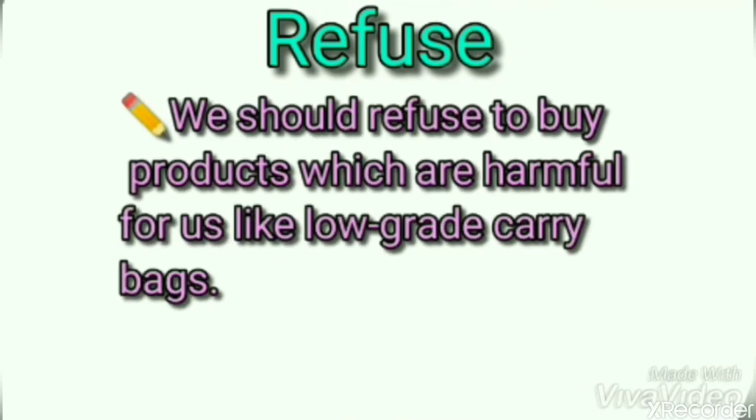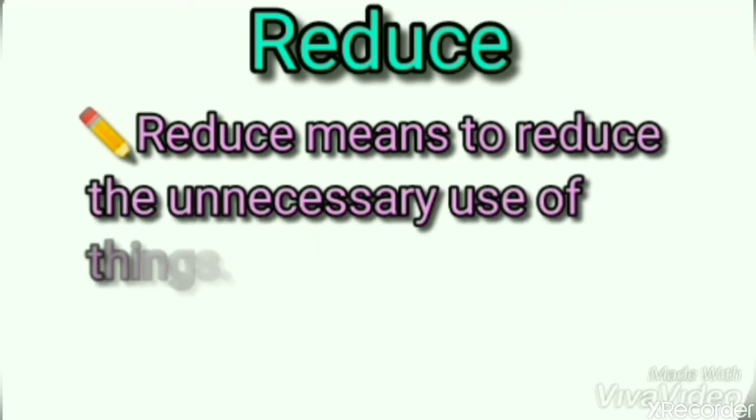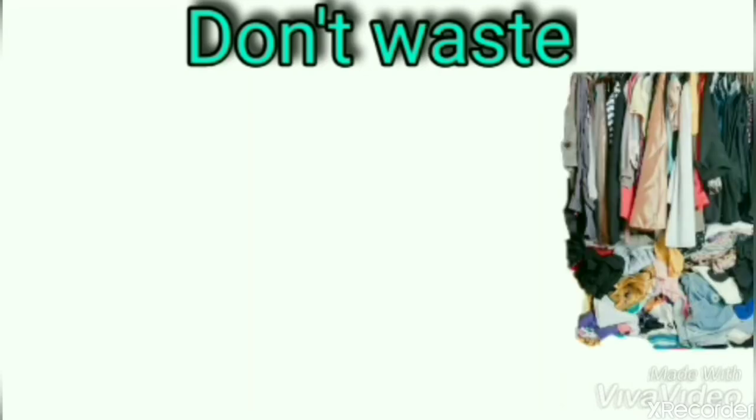Now, let's start with the first method, refuse. We should refuse to buy products which are harmful for us, like low grade carry bags and all other things which later you will have to pay for. Next is reduce. Reduce means to reduce the unnecessary use of things. There are so many things in our house which we buy without consideration and then we never use them. We should buy as per our needs.